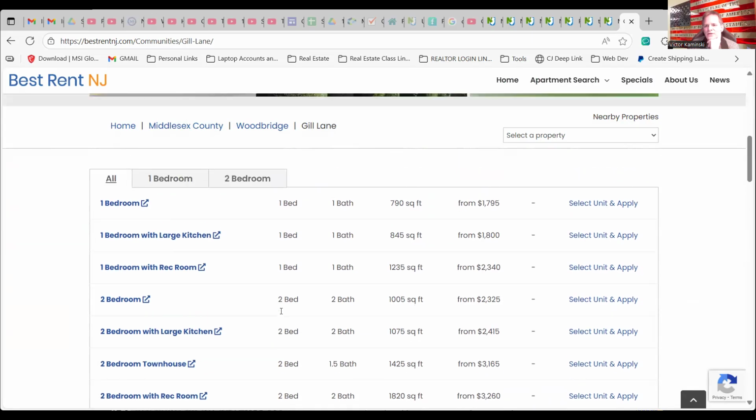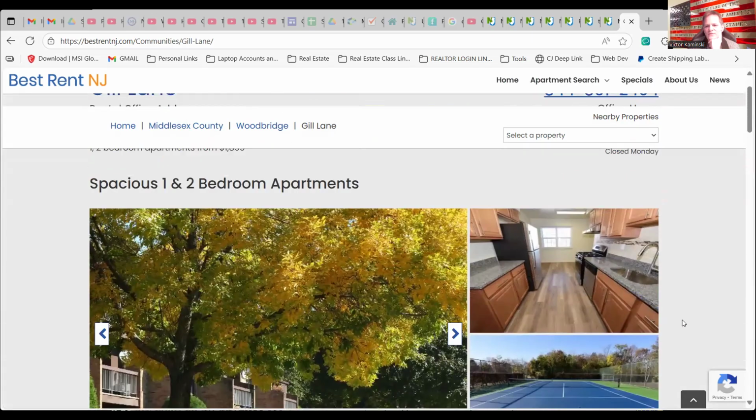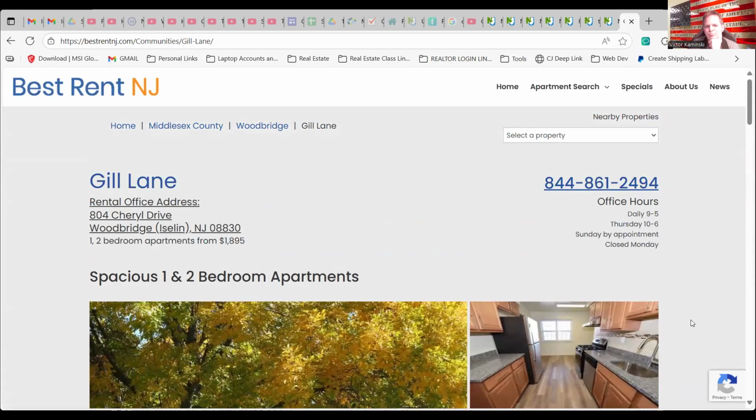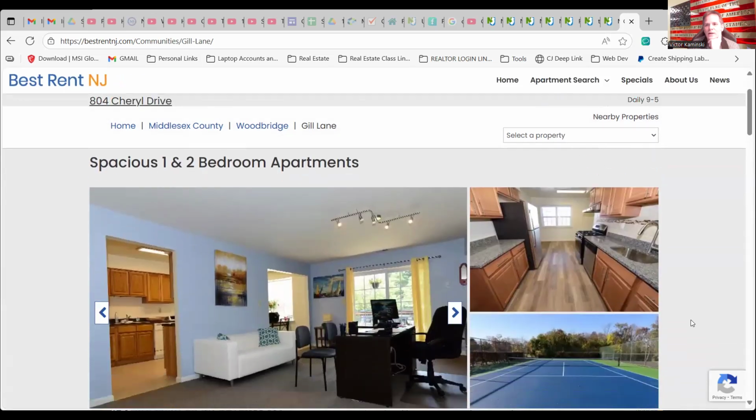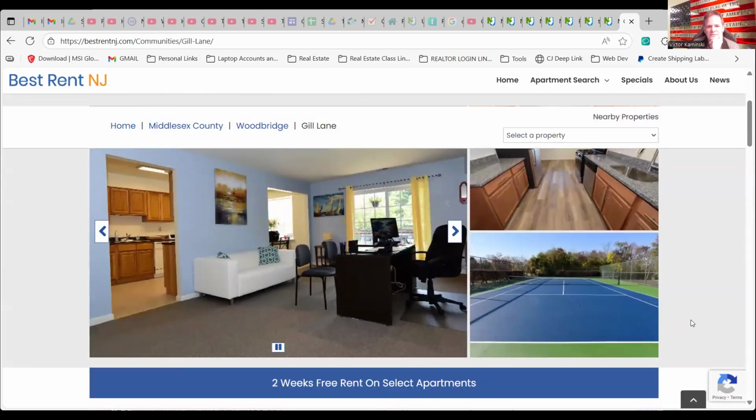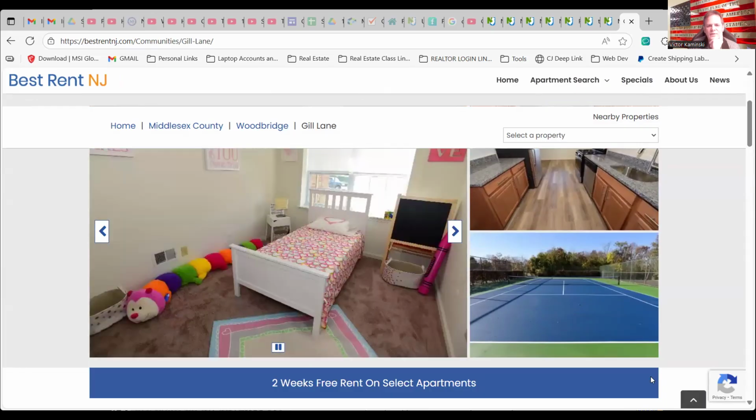Where can we get buyers for houses if we ever need buyers for houses? Advertise at apartment complexes, silly. Okay. So you see how to get this professional photography? They make everything look really nice.